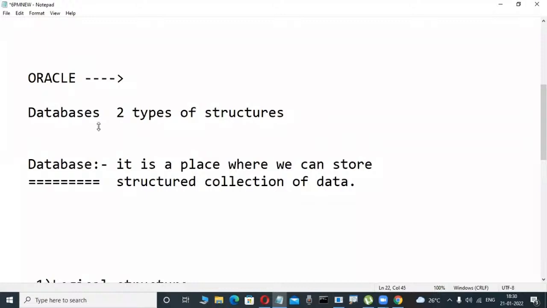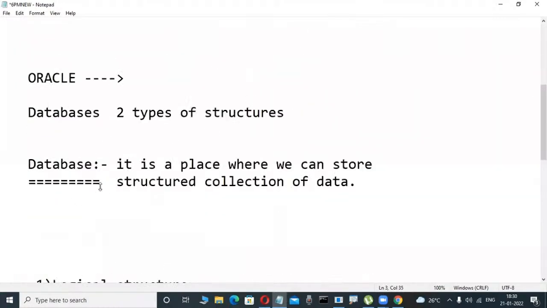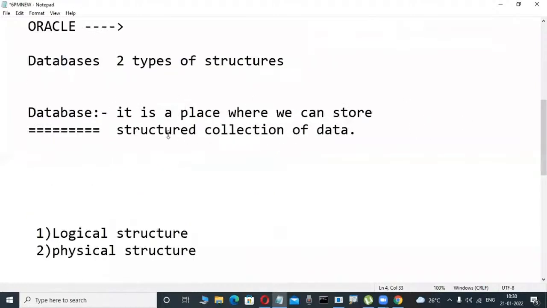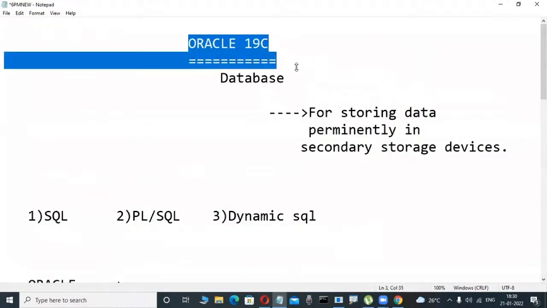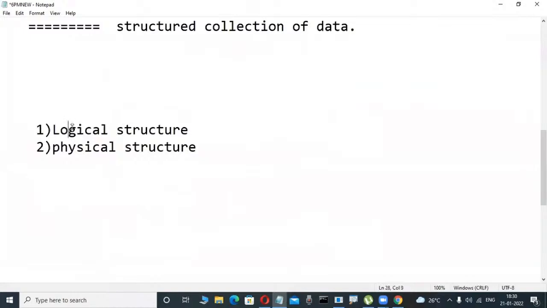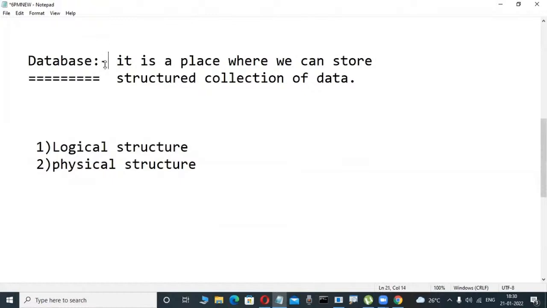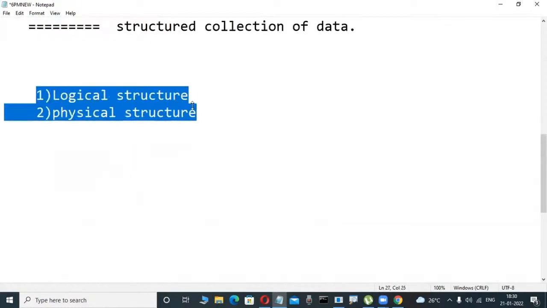Observe here. Actually, whenever we install Oracle or a relational database software, what is the database actually? It is a place. Whenever we install this type of software, some place is automatically reserved on the hard disk. In that place we can store a structured collection of data. But whenever we install these types of software, two types of structures are there: one is the logical structure, another one is the physical structure. This definition I am not explaining today. You will understand it one of these days. Now observe it. First, two types of structures are there: logical and physical.